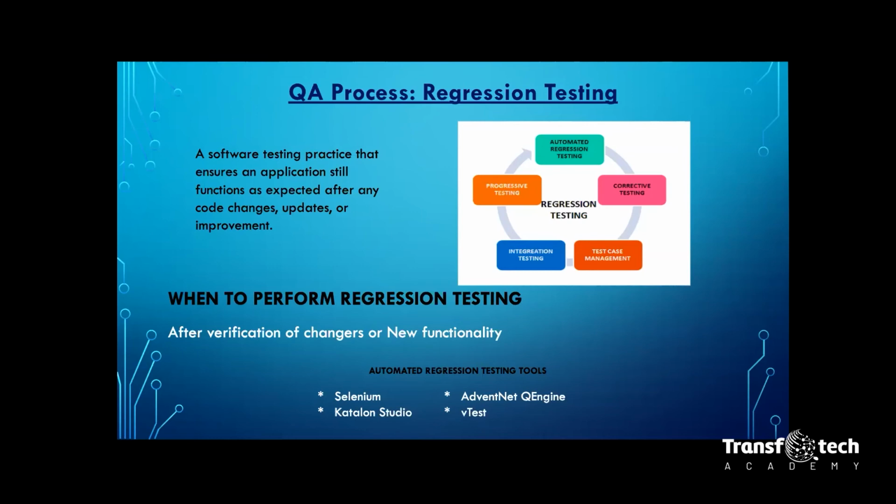Regression tests can be performed manually on small projects, but in most cases, repeating tests each time is time-consuming and complicated. So an automated testing tool is typically required. At the bottom of the slide, you can see the most commonly used automated regression tools. Among them, Selenium is the most widely used among software testers.